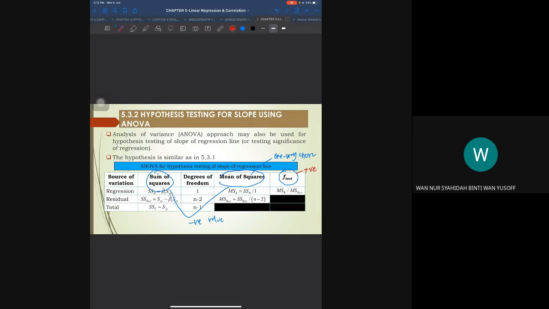Why do you think that we can have negative value? Because of the slope. Sometimes we could have a negative slope. So that's why sometimes you will get negative for the sum square and also mean square. But by hook or by crook, the F-test must be a positive value, because we already discussed that the F distribution is a positive distribution, so it cannot be negative.